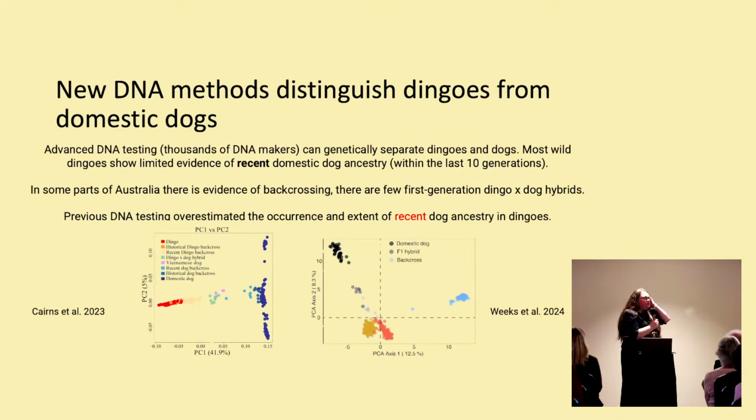So now we get into some of the new research that I've been involved in. In the past, we applied DNA testing to looking at dingoes and separating dingoes from domestic dogs. And we relied on a set of markers that was limited. 23 was about the maximum that we looked at. But advanced DNA technology allows us to look at thousands or even hundreds of thousands of genetic markers. And so that's the work that I've led in the last 5 years.